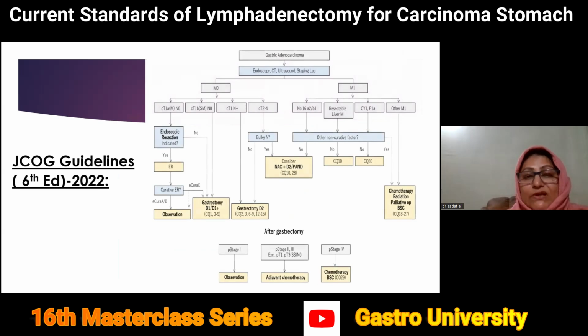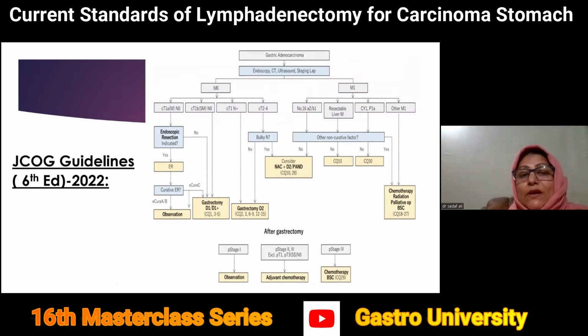But a little difference should be discussed over here about the Japanese guidelines, is that they don't give away with M1 disease, and when it is M0, their protocol is that early gastric cancer is endoscopic. If the disease is into the submucosa, then a D1 or D1 plus gastrectomy would be more appropriate, or if you cannot do it for the mucosal resection endoscopic.